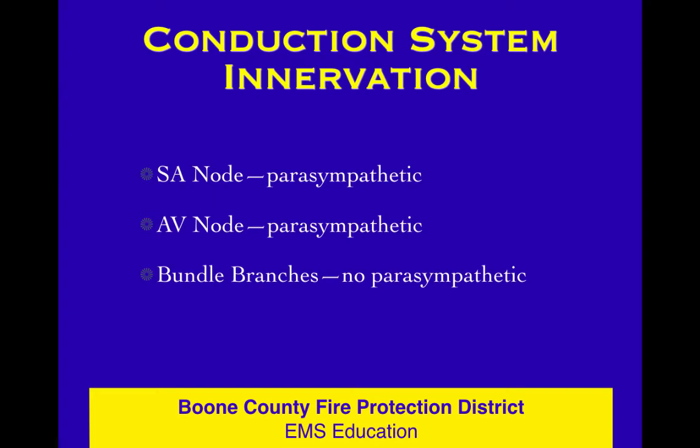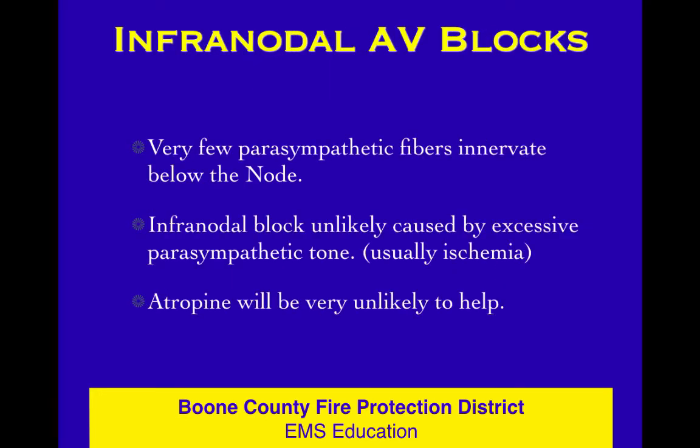Conduction system innervation, again, same thing I was just talking about. That SA node and AV node have parasympathetic nervous system innervation. The vagus nerve does transmit to them, and so something that blocks the vagus nerve, like atropine, one of our favorite meds, works great as long as the issue's in the node. If it's below the node, atropine's not going to make any difference.